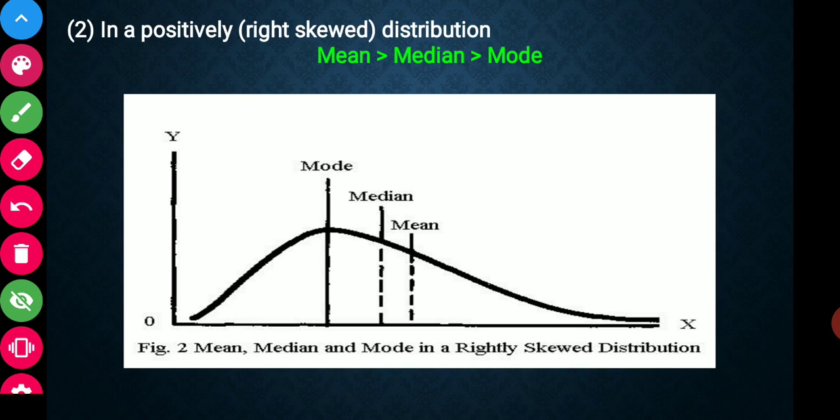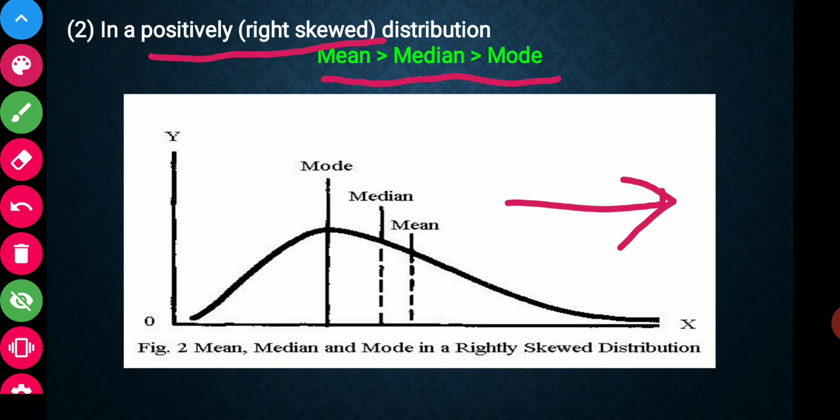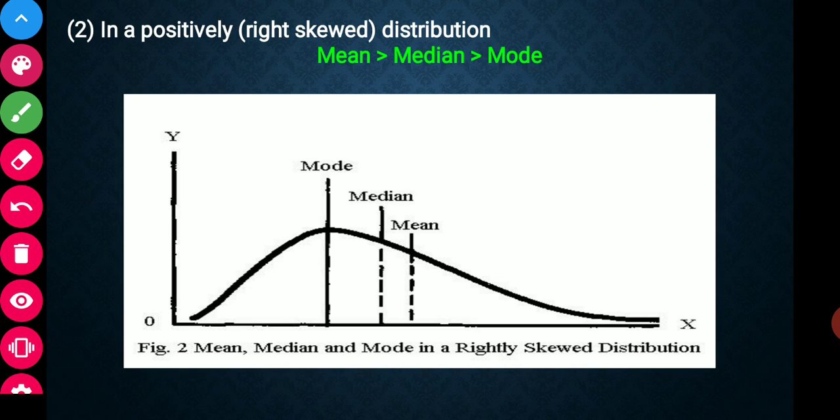Then similarly, in case of positively or right skewed data, we have to study skewness and kurtosis in the later classes, but you have to remember, in case of positively skewed data or right skewed data, it means a smaller number of observations are present on the right side. So in the right skewed data, mean will be greater than median and median will be greater than the mode. So maximum there will be mean and minimum there will be mode. So this is again an empirical relationship between the mean, median and mode.